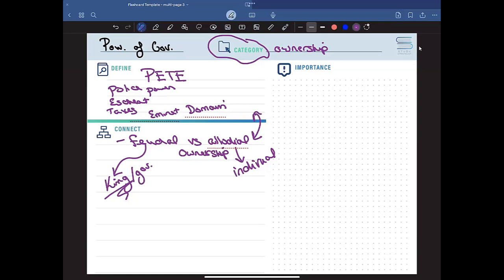So our four powers of government: police power, escheat, taxation, eminent domain. How do you feel about those definitions? I feel pretty good. Once I learned, police power versus eminent domain requires the use of condemnation, correct? Yes, the government is taking the land, so they need to pay compensation for the property. Police power, you don't need that.